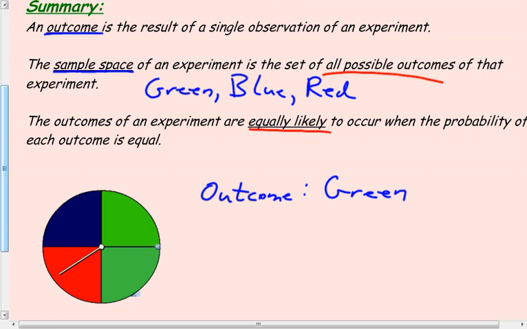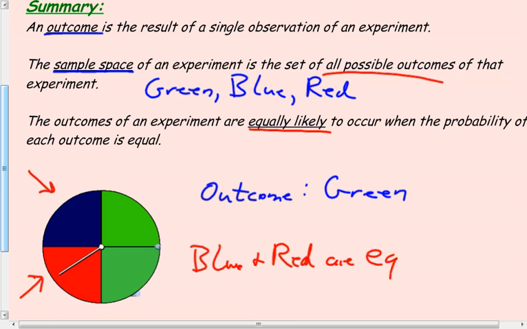Equally likely means, again, when the two outcomes have the same chance of occurring. Well, looking at our spinner, which two sections are the same size? Well, we notice that the red right here, the red and the blue, both of these are the same size. So in our spinner, we say that the blue and the red are equally likely. Right? And they're equally likely because they have the same size sections.